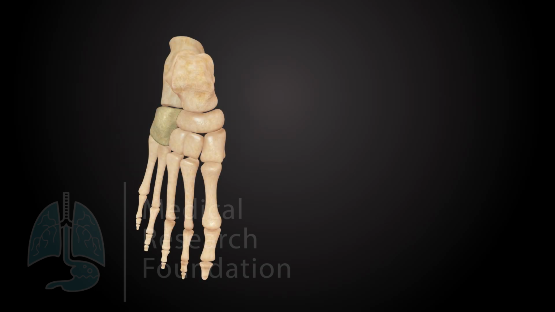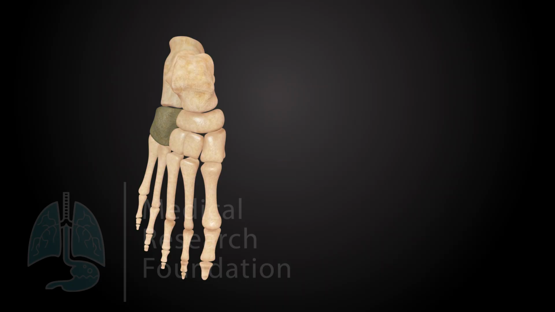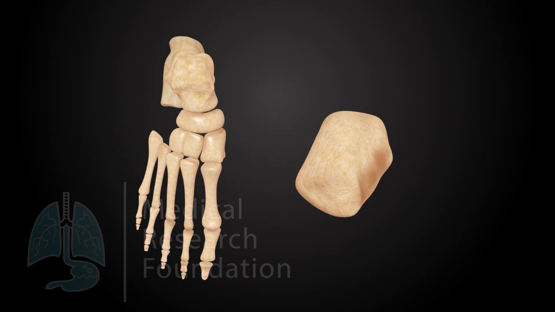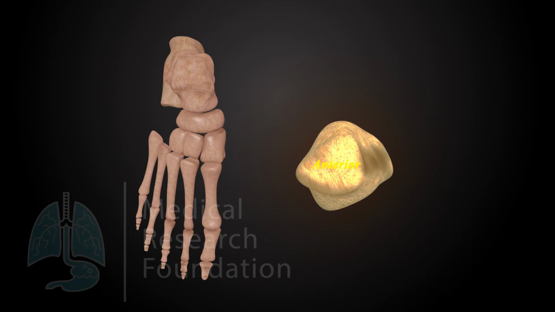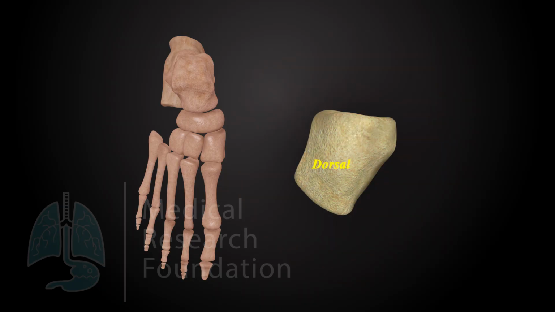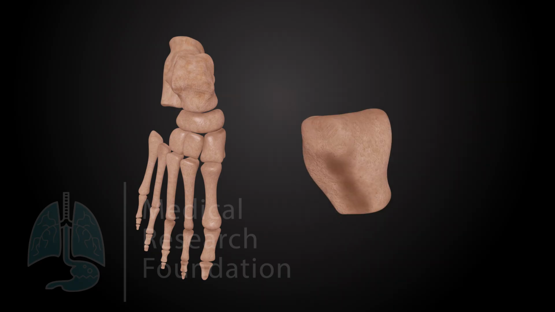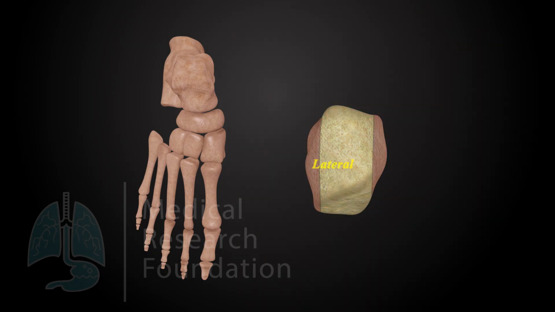Cuboid bone. The cuboid bone, as the name implies, is cuboid in shape. It is situated in front of the calcaneum and behind the 4th and 5th metatarsals. It presents 6 surfaces: anterior, posterior, dorsal, plantar, medial, and lateral.